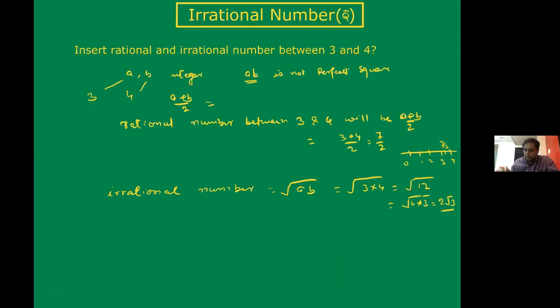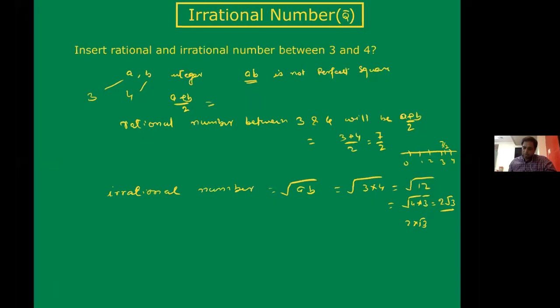So 2 root 3 is nothing but 2 into root 3. So this is the irrational number, and it is coming between 3 and 4. Here root 3 is less than 2, so when multiplied by 2, it will obviously come to less than 4. So this number also exists somewhere between 3 and 4.